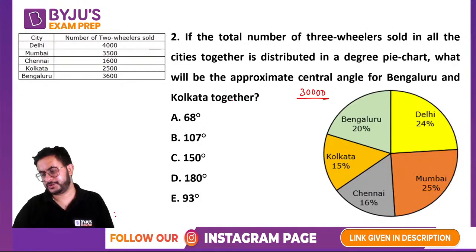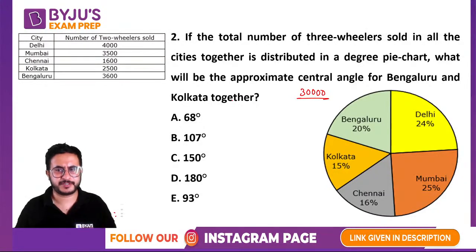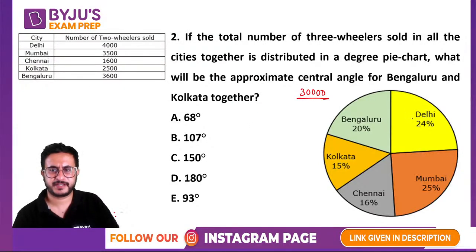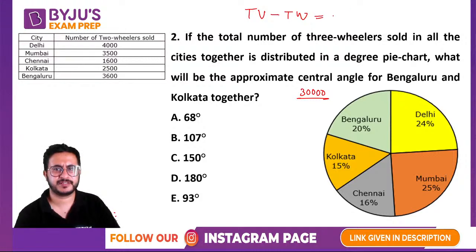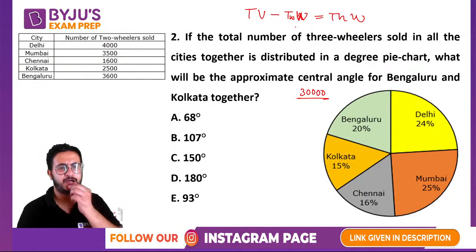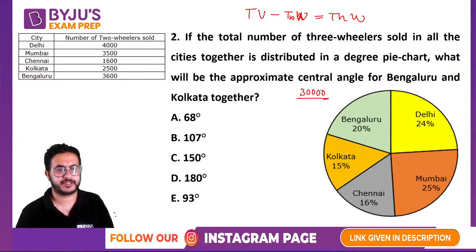Now there are two ways to do this, right? How will a normal person do it? A normal person will calculate the total vehicles, and from the total vehicles subtract the number of two-wheelers, because two-wheelers is given here. That will give us three-wheelers. Let us write TW for two-wheelers, and this is for three-wheelers. So this is how a person would calculate individually, right?